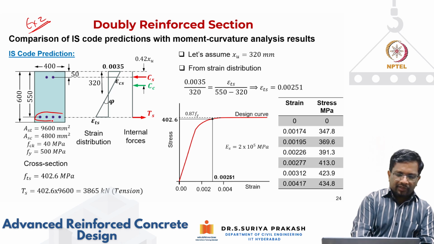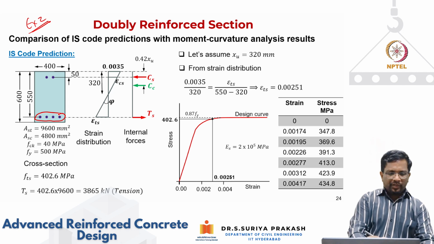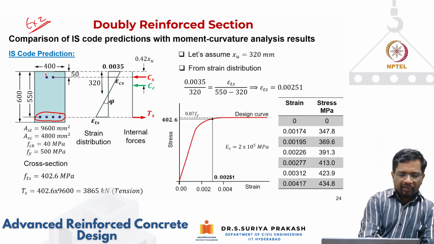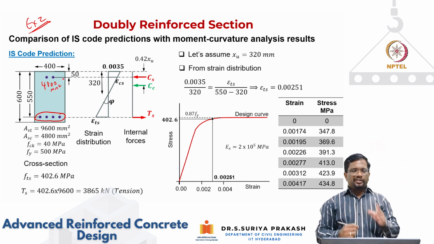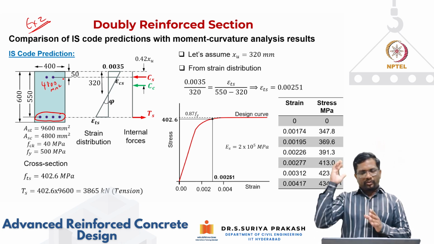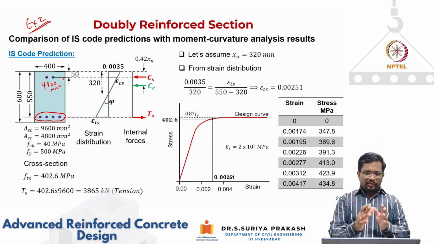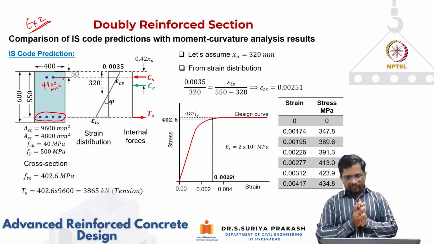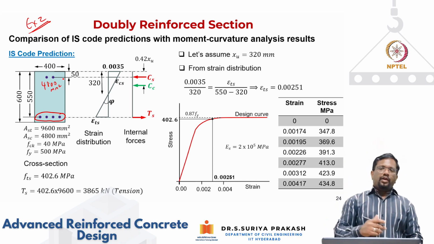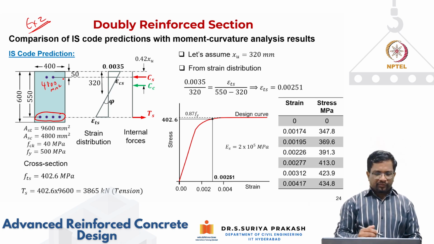Now what do I have? On the tension side, I have a total reinforcement of 9,600 mm square, and on the compression side, I have a reinforcement of 4,800 mm square. So this is the section. Now we are going to do the analysis not through moment curvature with the parabolic model and elastic perfectly plastic model. Now we are doing the analysis using the design stress strain curves that are specified by IS 456.